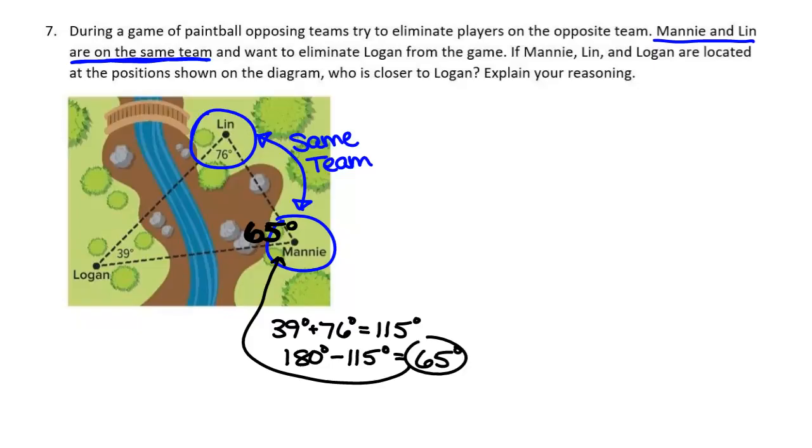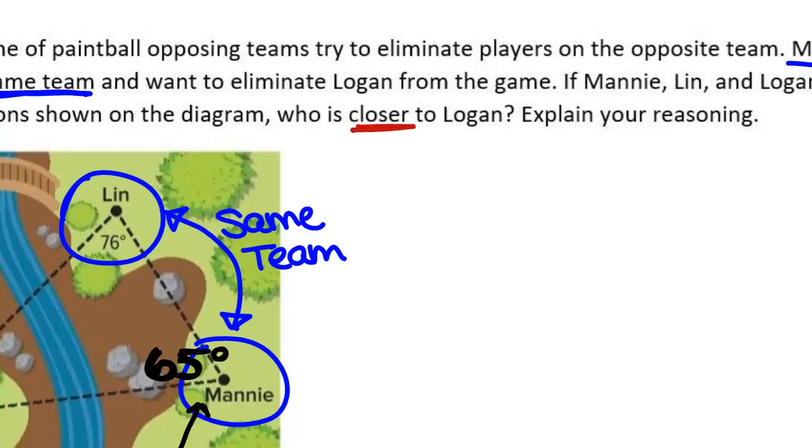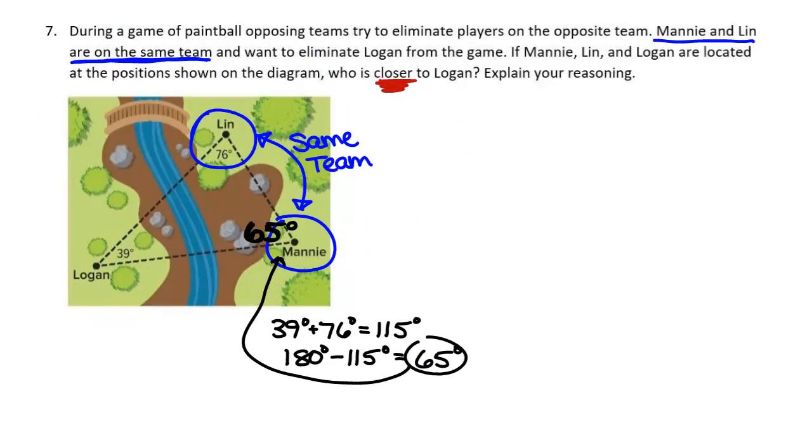If I want to know who is closer, then I'm looking for a short side, right? What is the shortest side in this triangle? Which 39 degrees is my smallest angle. What's my smallest side? Between Lynn and Manny. These teammates are standing closest together of these three people.